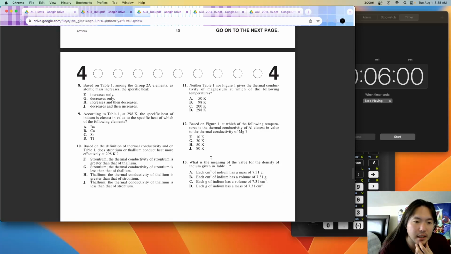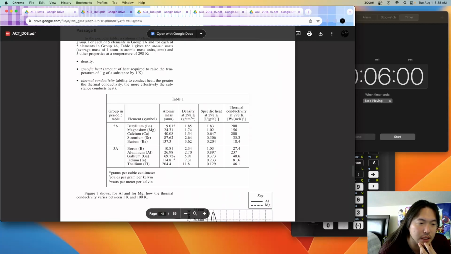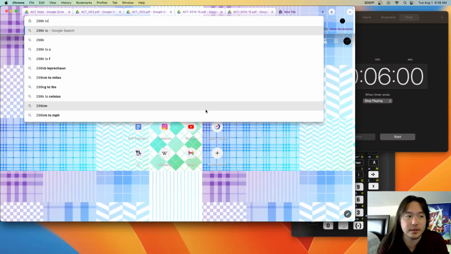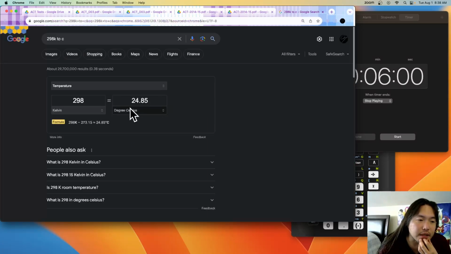What is the meaning of the value of density of indium given in table 1? Okay, so in table 1, indium density is 7.31. So here it means at 298 degrees Kelvin. I think that's like 25 degrees Celsius or so. 298 Kelvin to Celsius. So what is this? This is like 77 degrees.